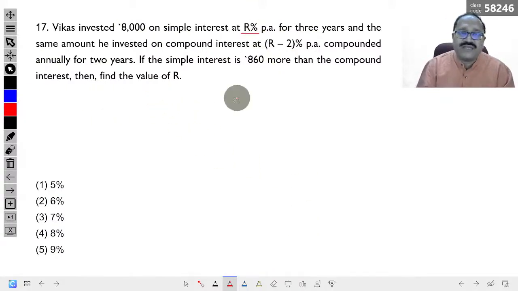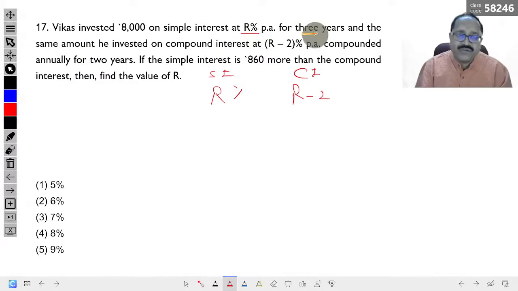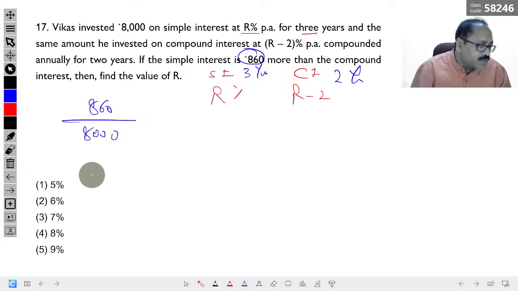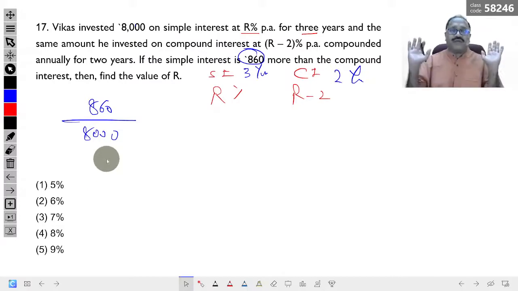Right here, it is R%, simple interest, and compound interest is here. Compound interest is at R minus 2%, and the simple interest is for 3 years. You can see that simple interest is for 3 years, whereas the compound interest is for 2 years, and simple interest is 860 more over 8,000. So what percentage more? Akansha, is that clear? Okay.